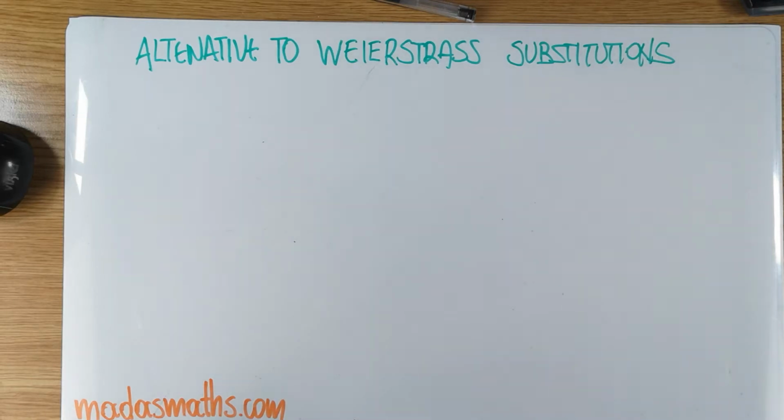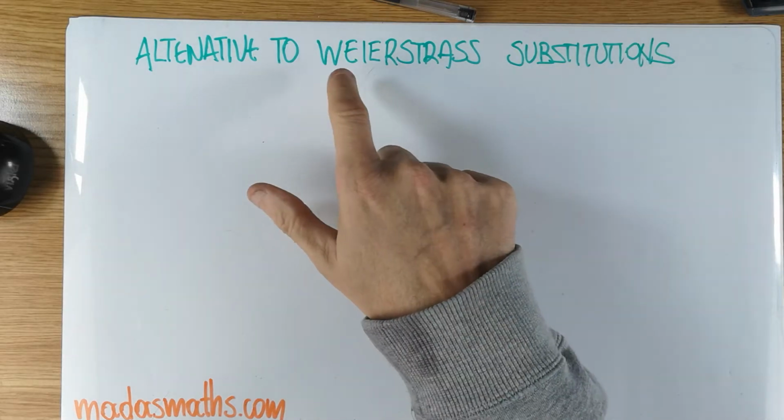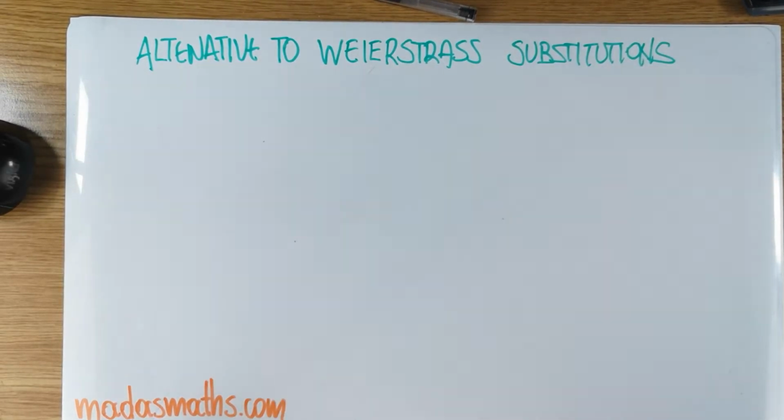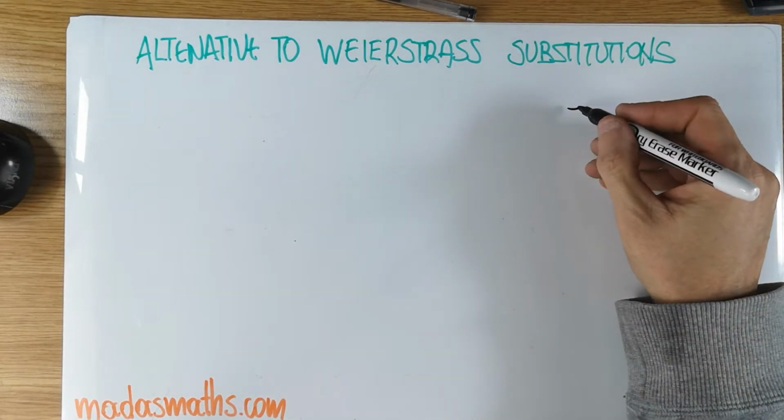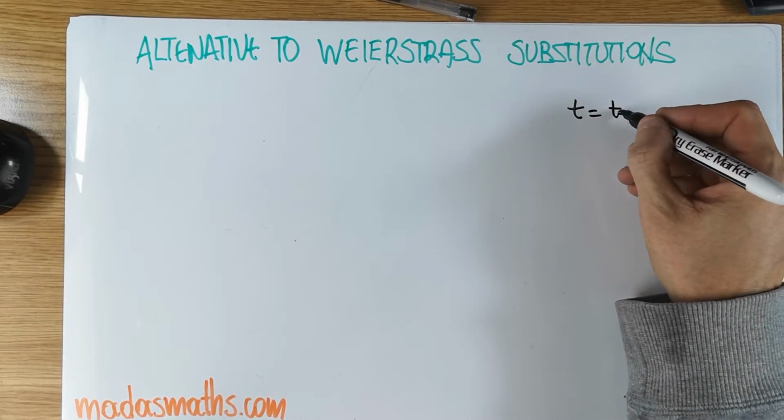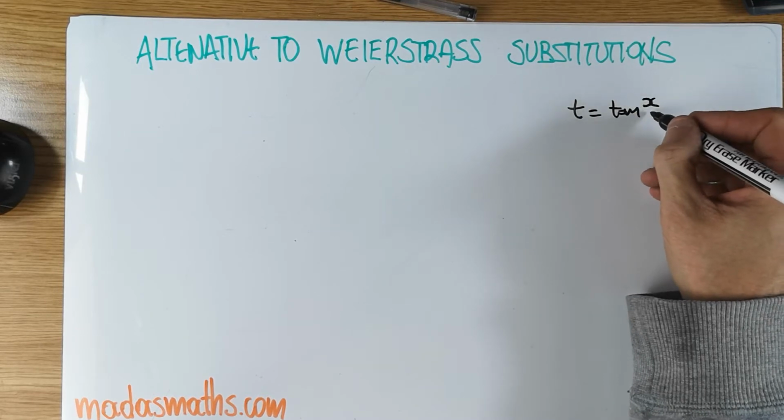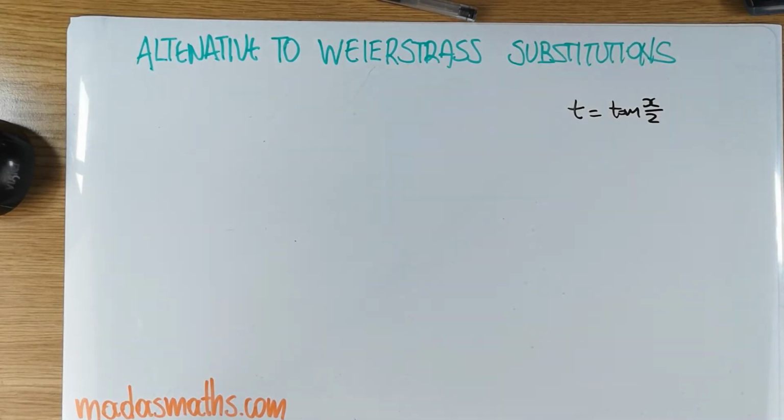Hello and welcome. Today we're going to look at an enrichment lecture, an alternative to the Weierstrass substitutions. This is basically the substitution with the little t identities, the half tan identity, where we're using t equal to tan of x over 2. This is in further maths these days, I believe, in most boards.